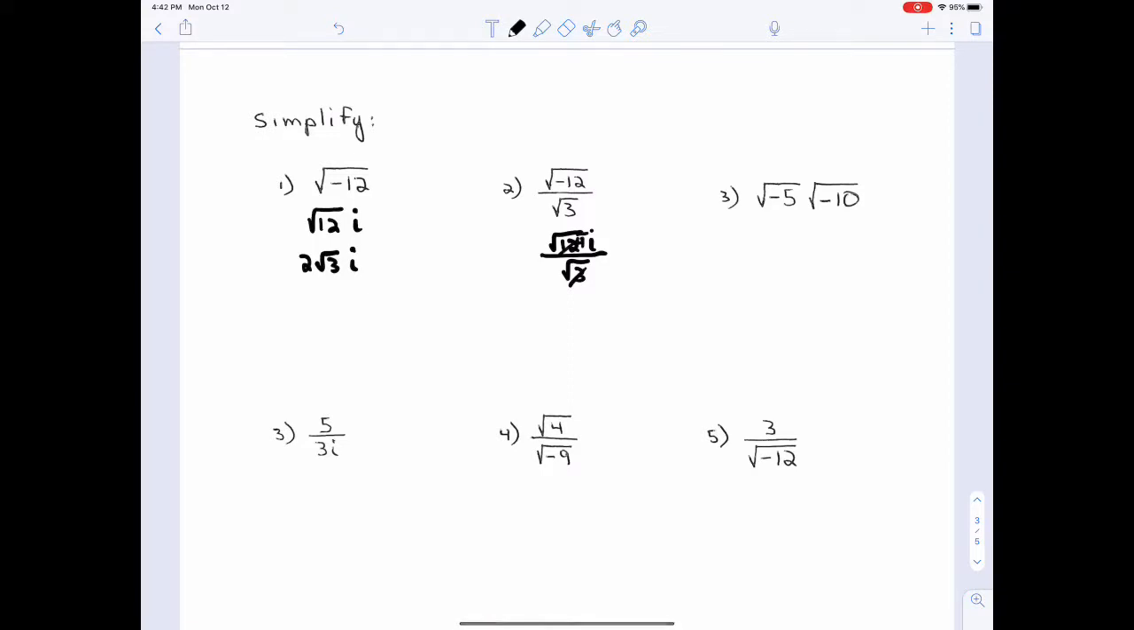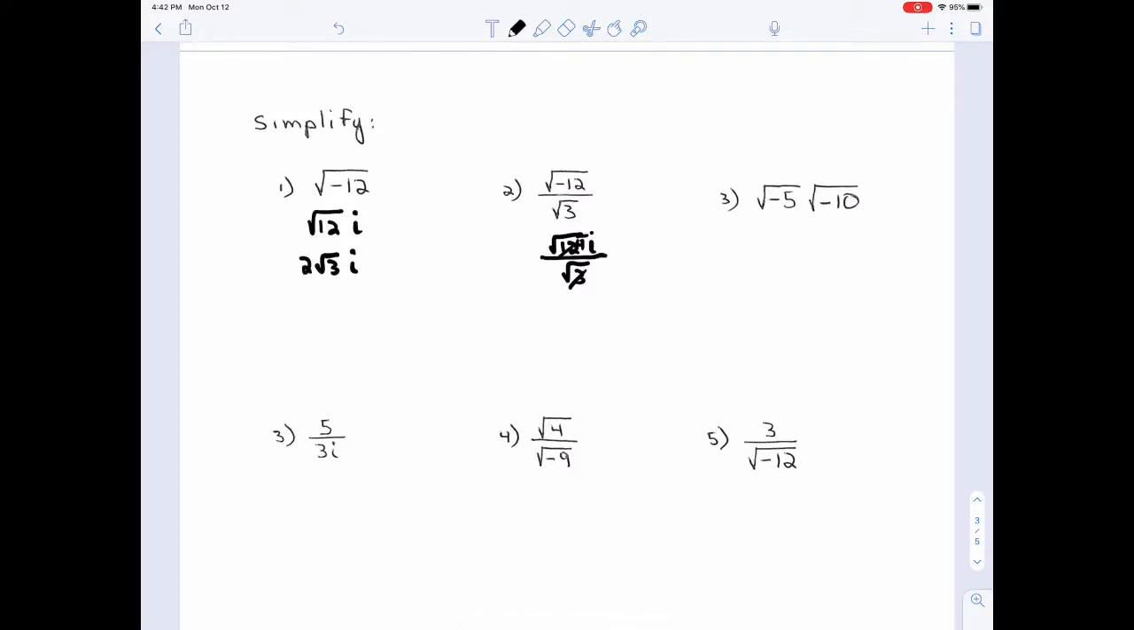cancels with the square root of 12 to give you square root of 4 times i over the square root of 1. So this ends up like this. You don't have to write this, but the square root of 4 is 2. Square root of 1 is just 1, so it's just in the denominator. So you can go straight to this. After you pull that i out, you can cancel the 3 and the 12.